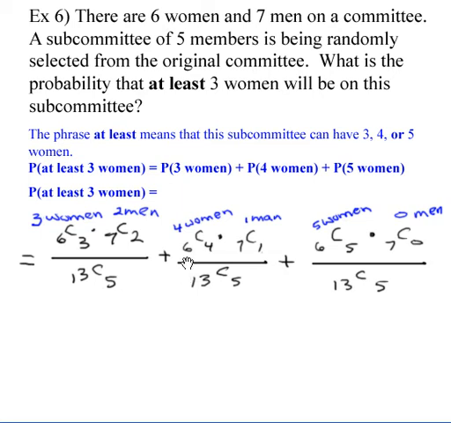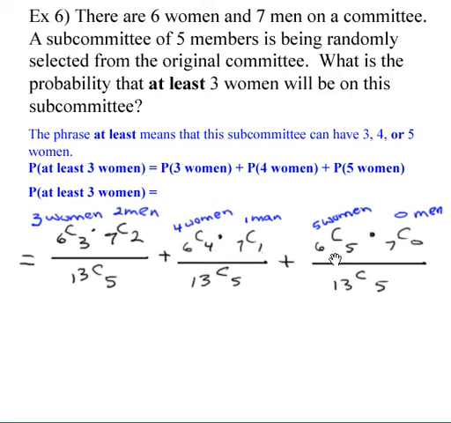Next we move on to the probability of having 4 women. So there are 6 women to choose from. We're going to choose 4 of them, which means that from these 7 men, we're only going to choose 1, and we need to multiply those together for our numerator of the probability of 4 women. And there are still 13 people to choose from, and we're only going to choose 5.